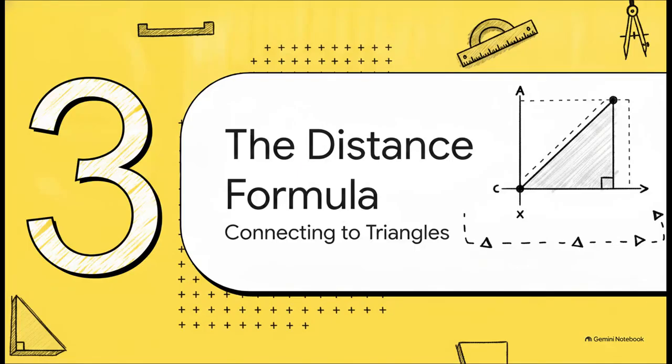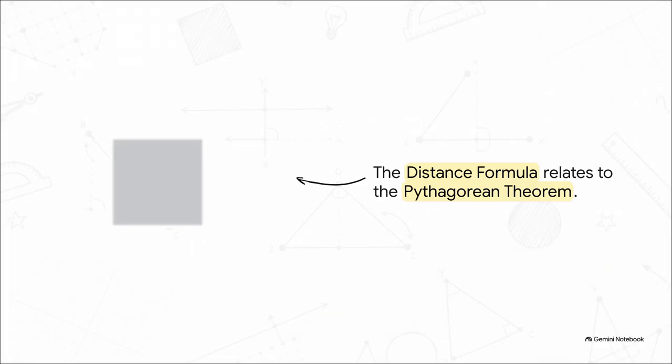Section 3. The distance formula, connecting to triangles. Okay, take a look at this. This right triangle plotted right here on the grid brilliantly illustrates exactly where the distance formula comes from. See those horizontal and vertical legs? Well, finding the distance of that diagonal line, the hypotenuse, is directly tied to a rule I bet you already know, the Pythagorean theorem. Remember a squared plus b squared equals c squared? It's a classic for a reason.